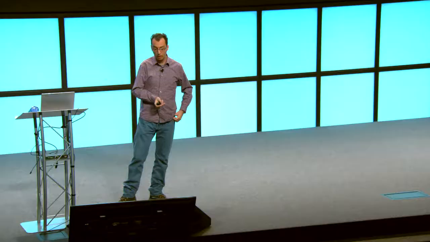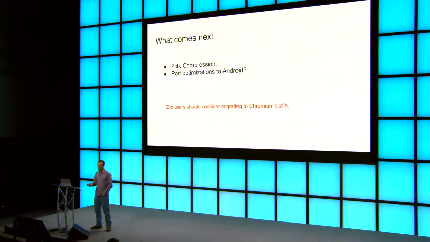Since some of those optimizations have been shipping since Chrome M62, I think it may make sense to port them to Android zlib. Because my understanding is that an APK is gzip compressed, so we could open those files like 1.6 times faster, right?